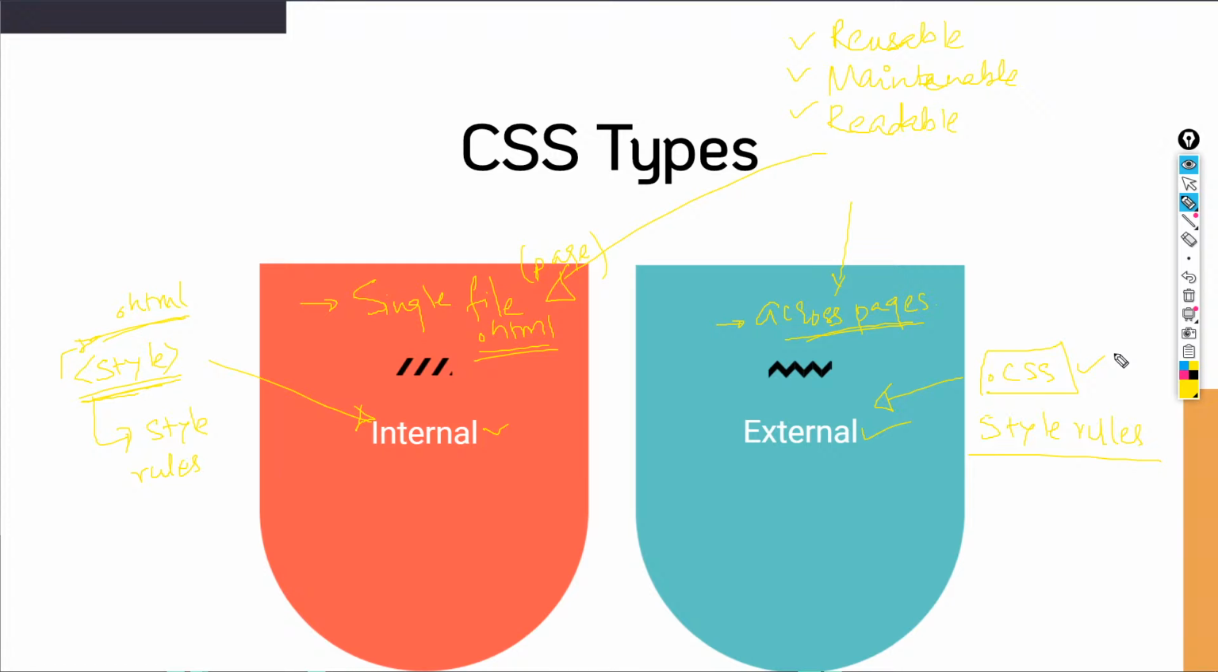So when we are talking about using CSS, we understand that internal and external are the two types. Both give you reusability, maintainability and readability. But when you use an internal CSS in your HTML page, the advantage is restricted to a single file. Whereas with an external CSS, reusability, maintainability and readability extend across different pages of your web application. So let's have a look at it.